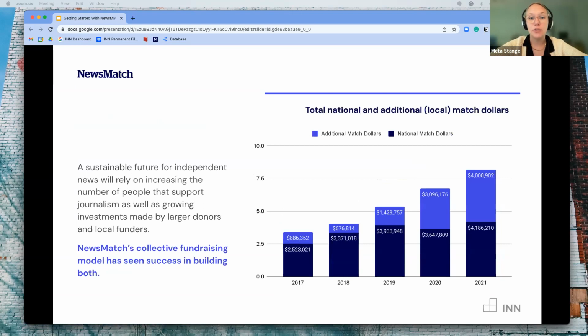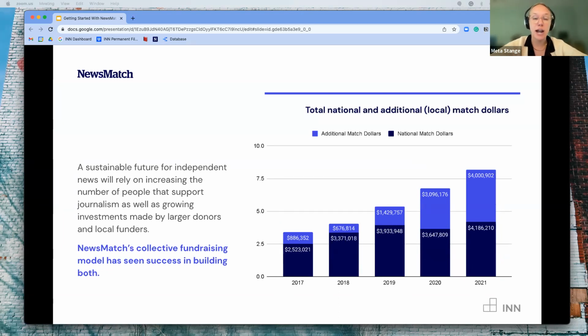While growth in individual giving has been the central marker of success for the program, we also noticed that something bigger was happening among the NewsMatch participants. NewsMatch has provided a pathway for major donors, local and regional foundations, and even some small businesses to invest in independent news outlets in the form of community or additional match funds. The national match funds are what you get from NewsMatch and what we raise from a pool of funders like the Knight Foundation and Democracy Fund.